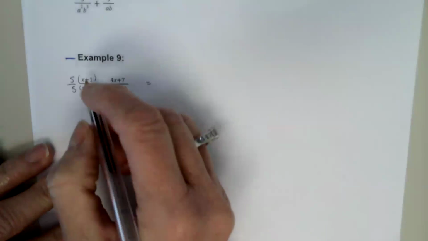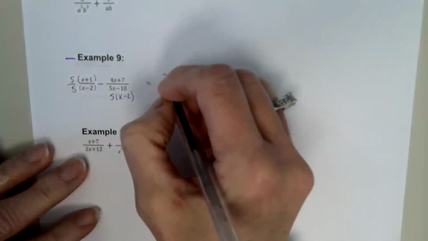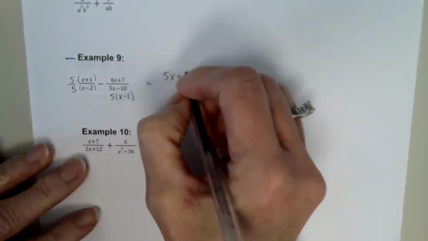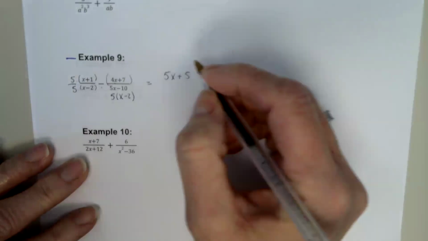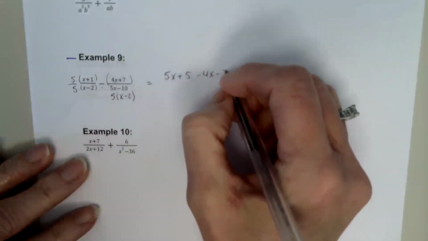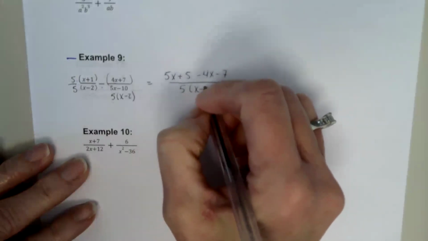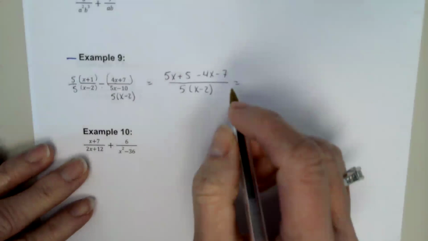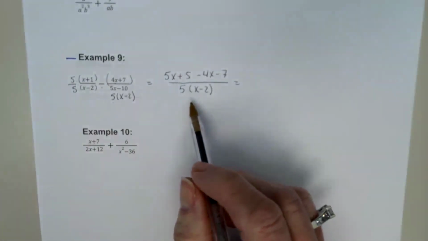So if I do that, I have to multiply this numerator 5 times x plus 1. So I have 5x plus 5 minus, and I have to subtract this 4x plus 7. So it's minus 4x minus 7 all over 5 times x minus 2. Now I'm going to leave my denominator factored because it will actually probably help me simplify in the end.